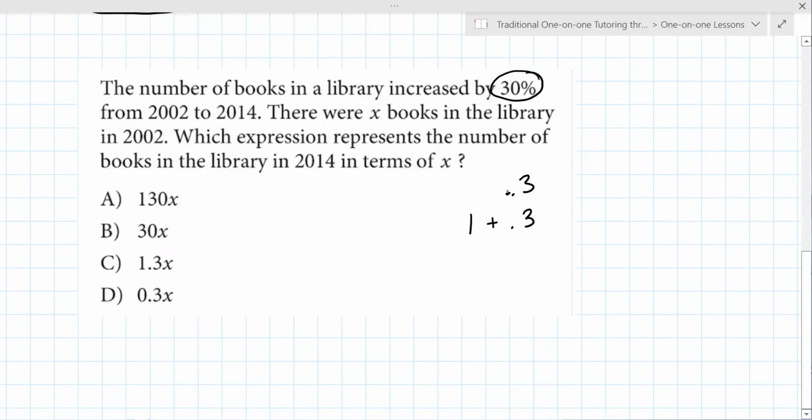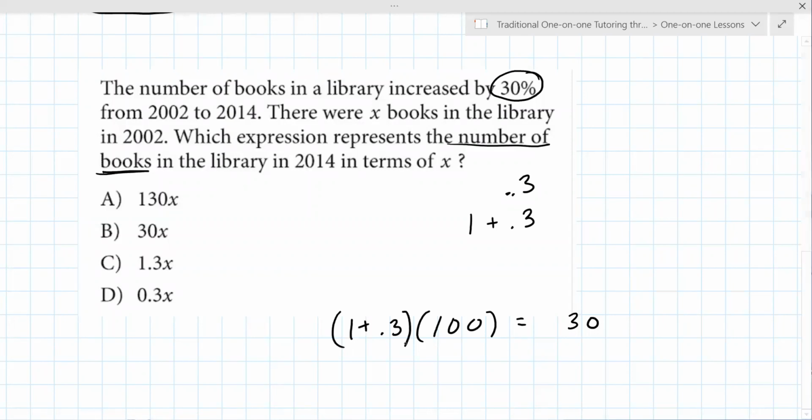Sometimes you just pick a number. Let's say there were 100 books. If it increased by 30% and you multiply by 0.3, that gives you the increase, but it doesn't give you the total number of books. And that's what you want. You want the total number of books. So that's why you've got to take 1 and add it to the 0.3.